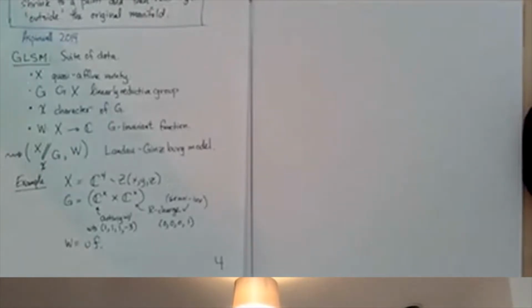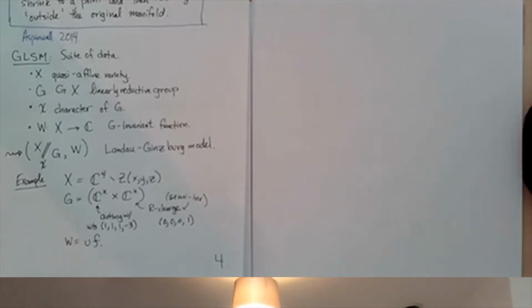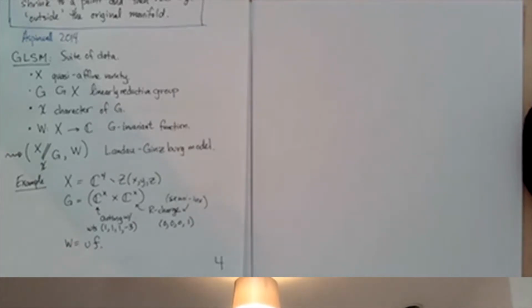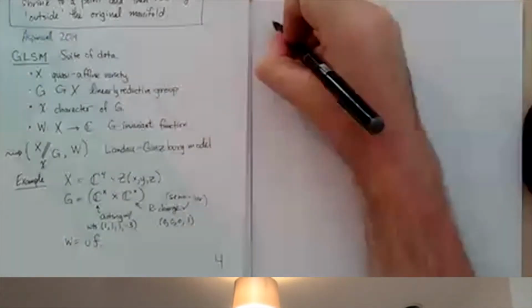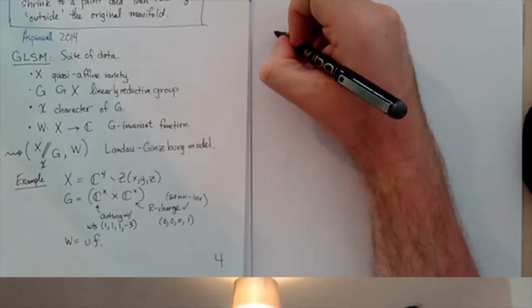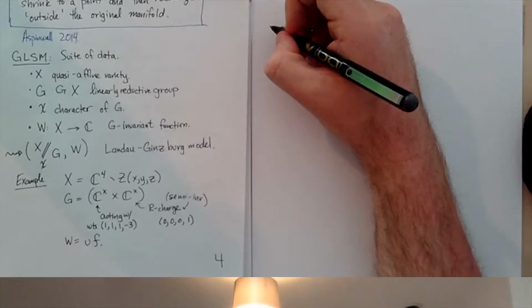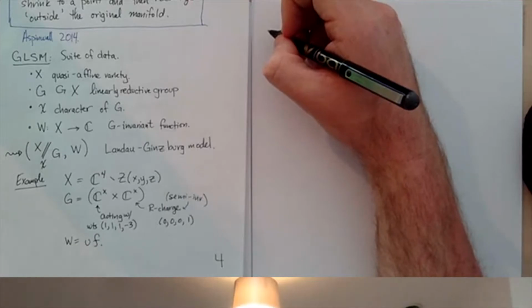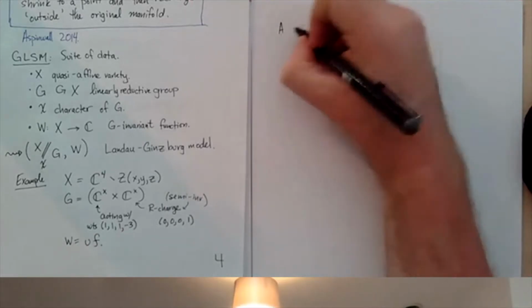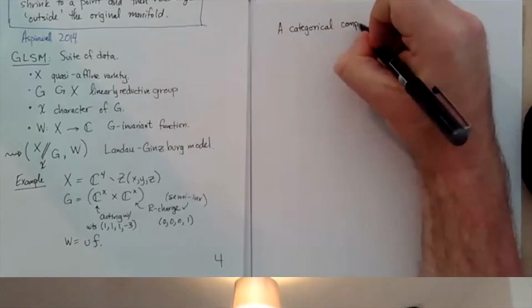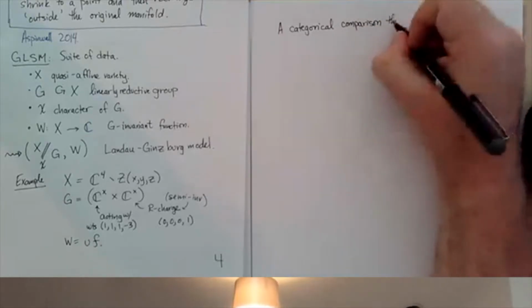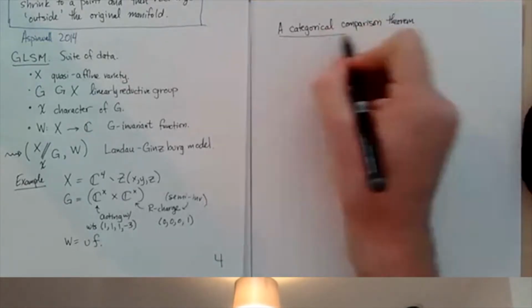Now, why would we ever look at GLSMs? Well, it's a more malleable way for you to encapsulate what you might want to know about your variety using singularity theory. Okay. So there's this beautiful comparison theorem in derived categories that you can use to pass all your derived categories of complete intersections into matrix factorizations. So a categorical comparison theorem is the following.